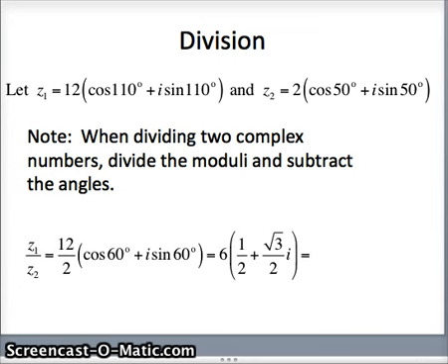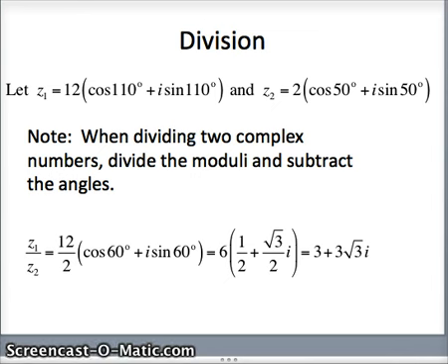And what does that give us? Cos of 60 is a half, sine of 60 is root 3 over 2. 6 times a half is 3. 6 times root 3 over 2 is 3 root 3. And you see what we're going to get there. We're going to get 3 plus 3 root 3 i. So doing our division there, using our properties of complex numbers, that also works out fairly easily for us.